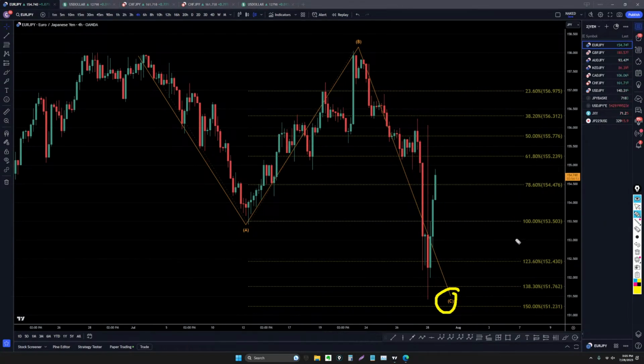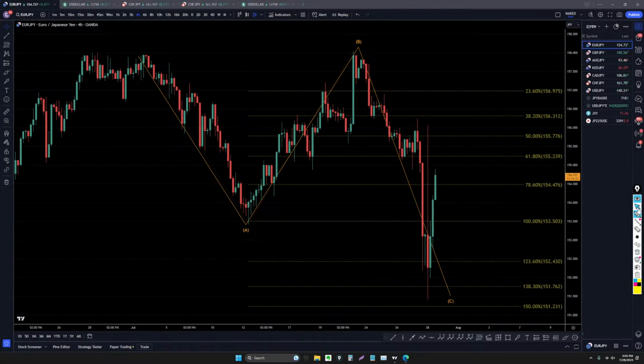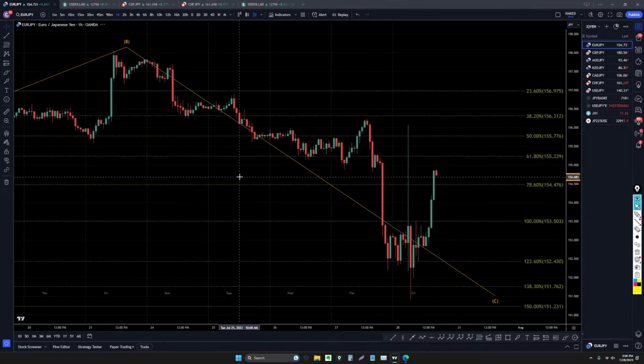I think we had the end of a wave C. It definitely went right down to these fib levels and made a big impulsive turn up. I think over the coming week or so, it's going to continue to make higher highs, higher lows. Definitely a good long right there, I think.